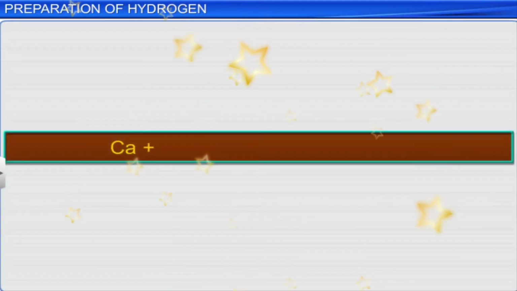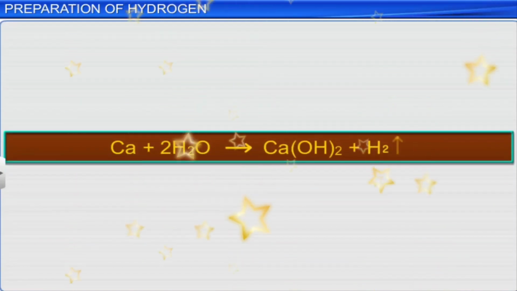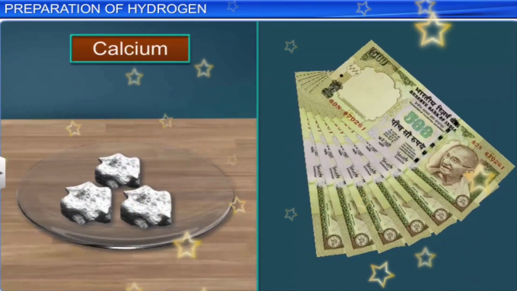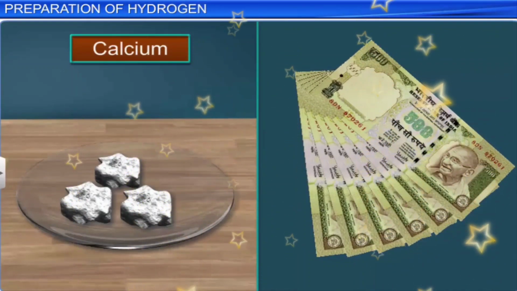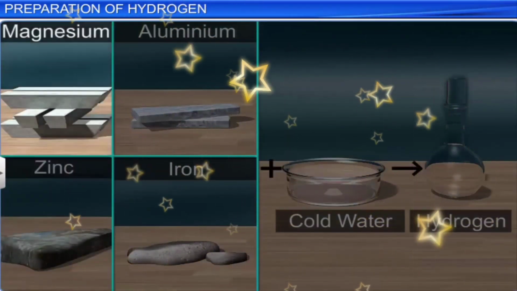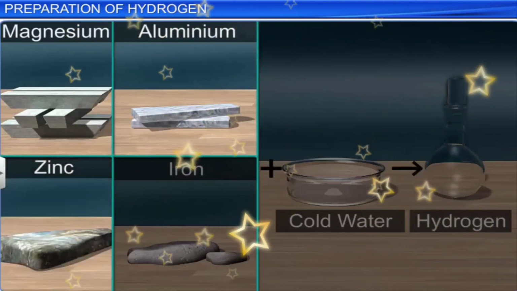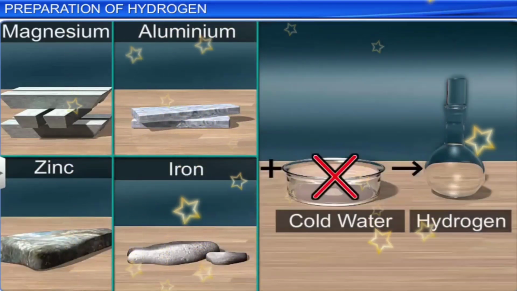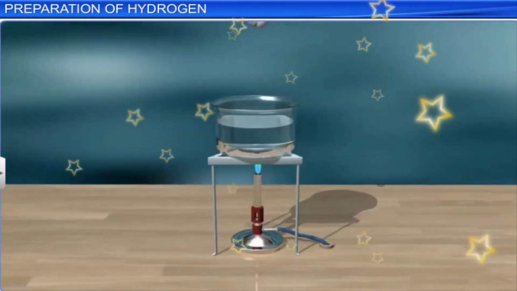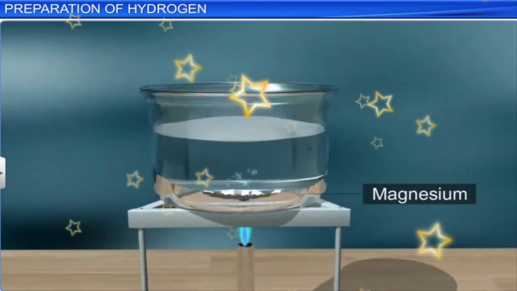Calcium also reacts with water to produce calcium hydroxide and hydrogen. However, calcium being an expensive metal is generally not used to obtain hydrogen. Other metals such as magnesium, aluminium, zinc and iron do not react with cold water to liberate hydrogen. However, it is possible to obtain hydrogen from magnesium by boiling it with water.